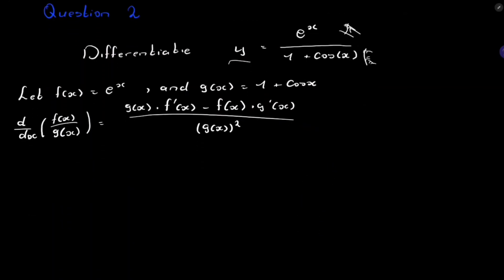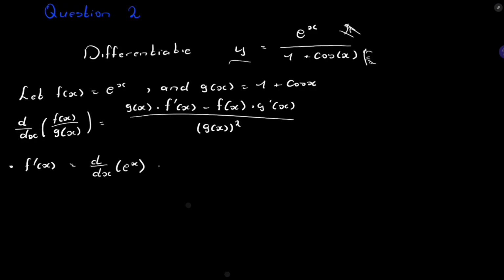So in this expression, we have several terms which we need to calculate. Let's start with our first term, f prime of x. What is f prime of x? It is simply the derivative with respect to x of the function e to the x. And if you remember from our video on the derivative of exponential functions, it was well derived that the derivative with respect to x of the exponential function e to the power x remains itself. It remains unchanged. So this gives us e to the x.